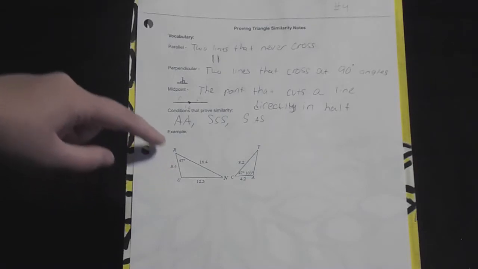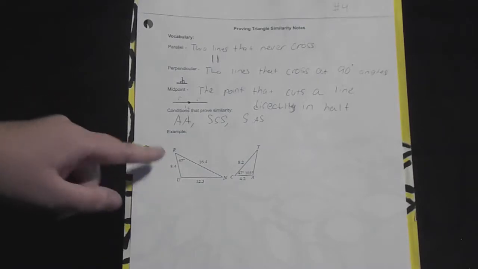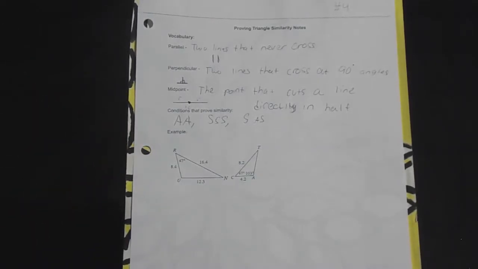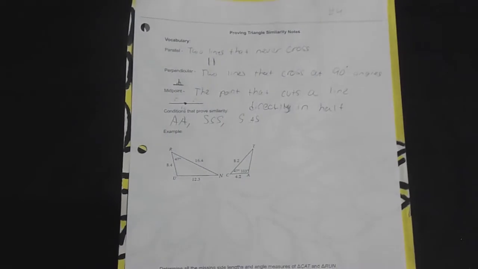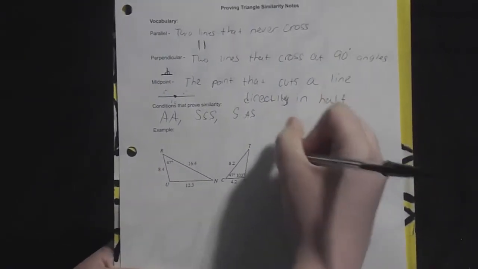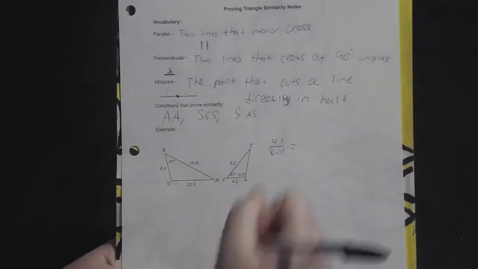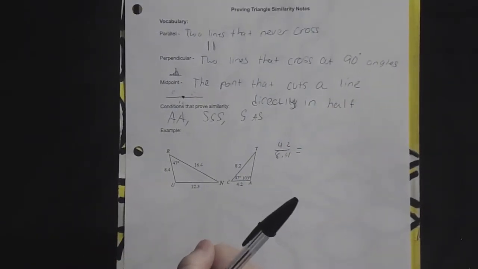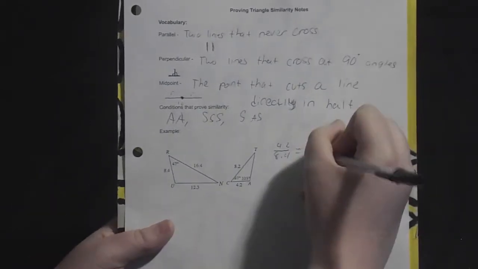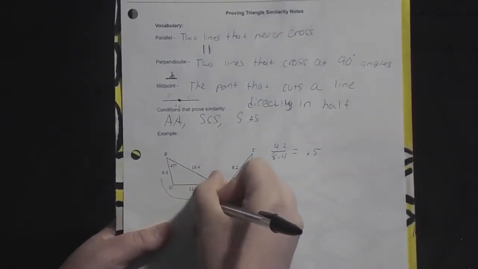So this side is 8.4, and I think that aligns with 4.2 based on the way the picture looks, right? And if I don't know, I could check both. But if it is 4.2, to figure it out, I would do 4.2 divided by 8.4 in my calculator. And I'd get 0.5, meaning to go from here to here, I have to times by 0.5.